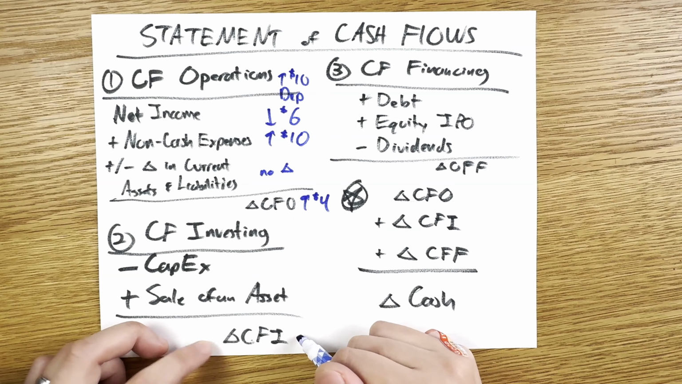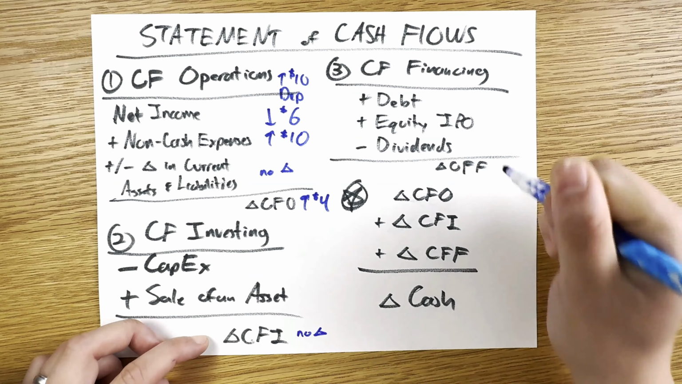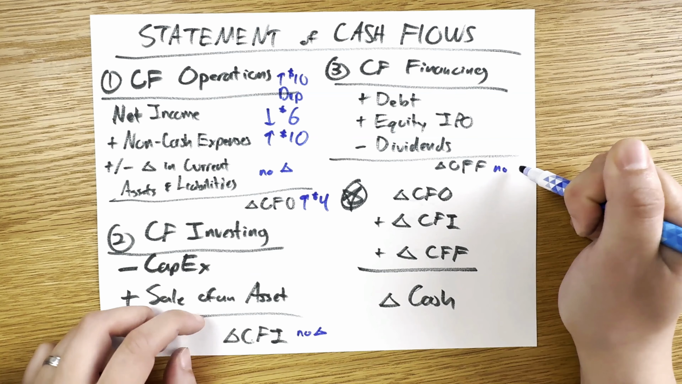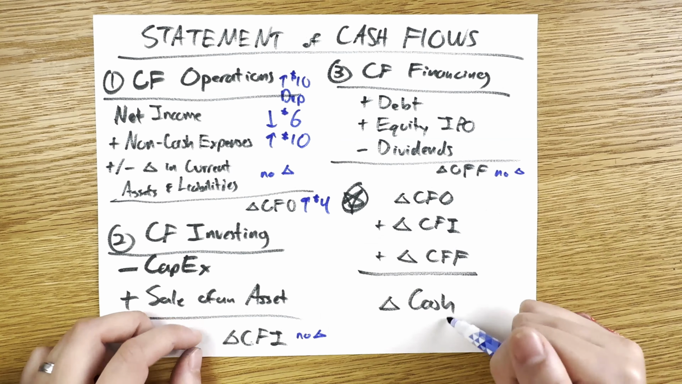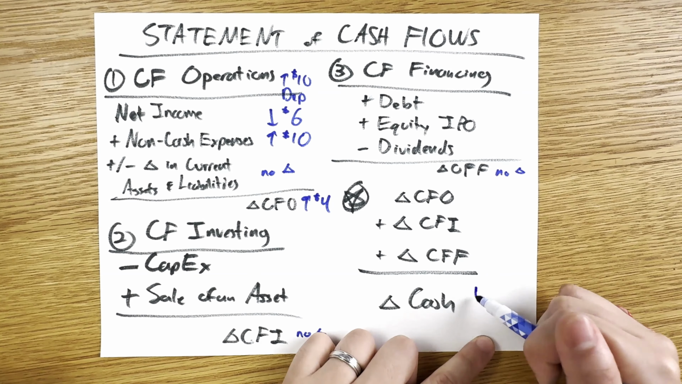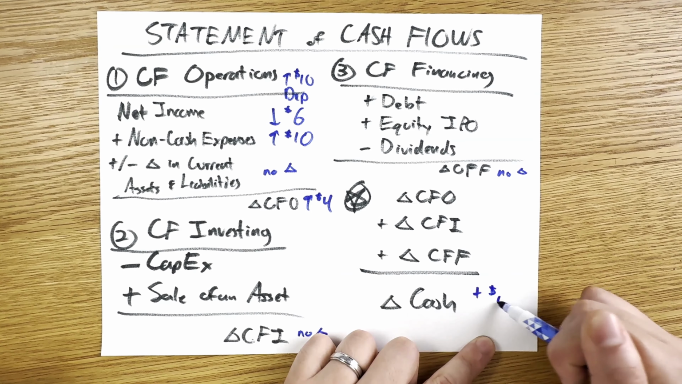No changes in the cash flows from investing, no changes in the cash flows from financing. Sorry, I mixed that up in order. And so overall, our cash is going to be up by $4.